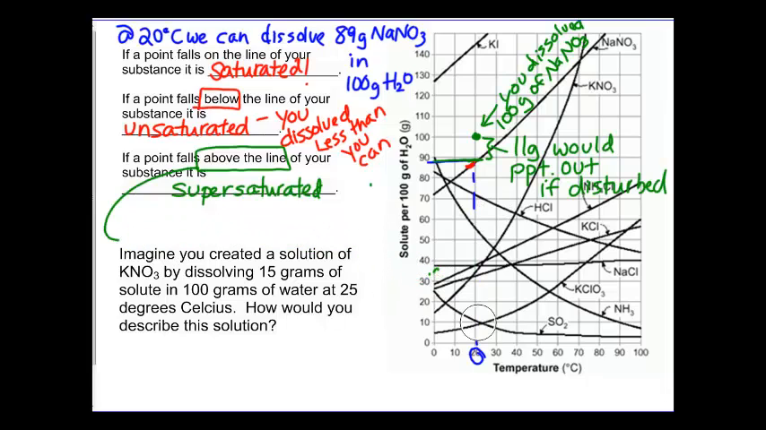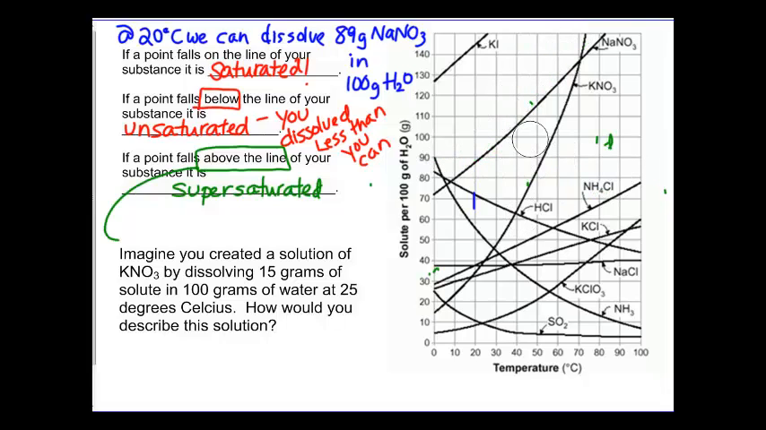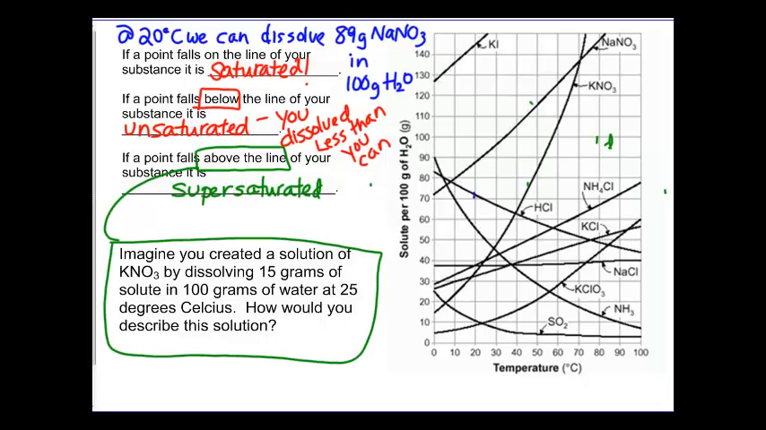Let me erase all of my things. It says, imagine, and I'm not sure you have this in your notes, so you may have to just look up here. Imagine you created a solution of KNO3 by dissolving 15 grams of it in 100 grams of water at 25 degrees Celsius. How would you describe the solution? Okay, so we're at 25 degrees Celsius. That's where we are, right? Which is right here-ish. And we've dissolved 15 grams, which puts us right here on the curve. Okay, 15 grams of solute in 100 grams of water.